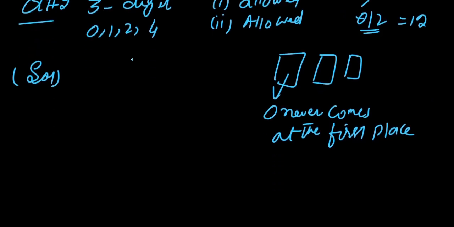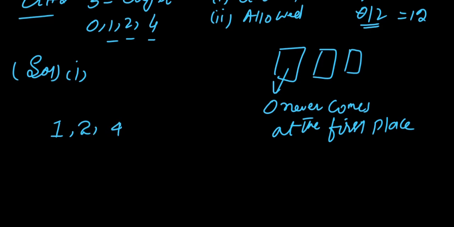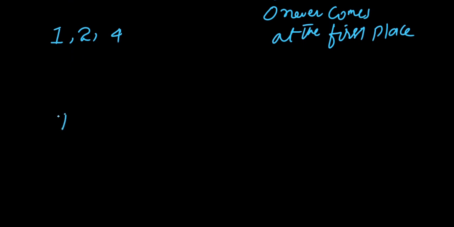So there are only three possibilities for the first place, both when repetition is allowed and not allowed. You cannot start your number with 0. You can start your number either with 1 or with 2 or with 4. Suppose we start with number 1. Now, at the second place, you can write 0, you can write 2, or you can write 4. Now, we have to make a three-digit number, so there will be a third branch also.